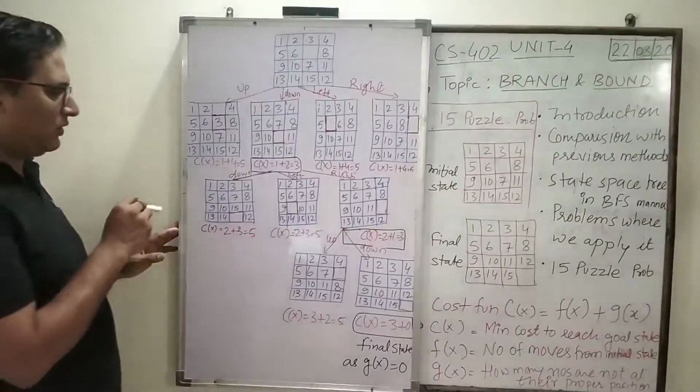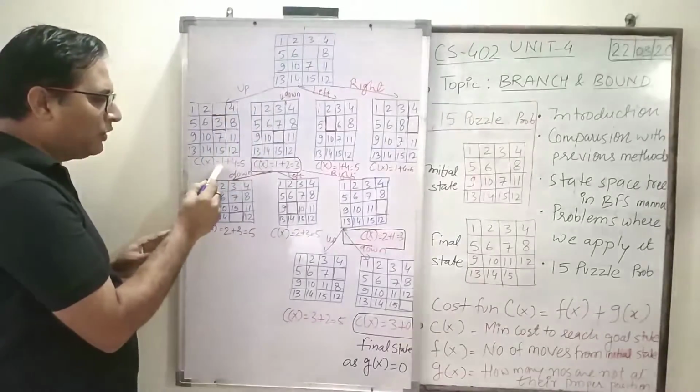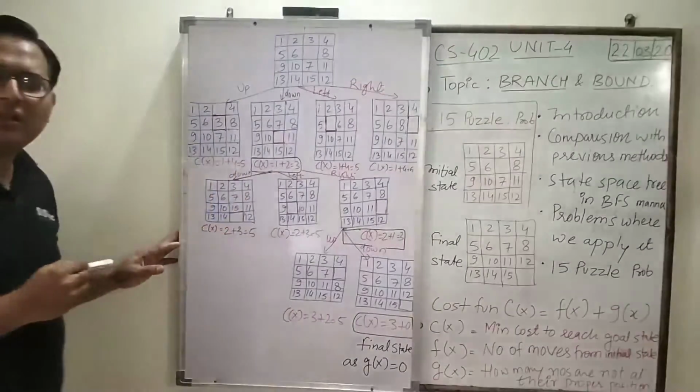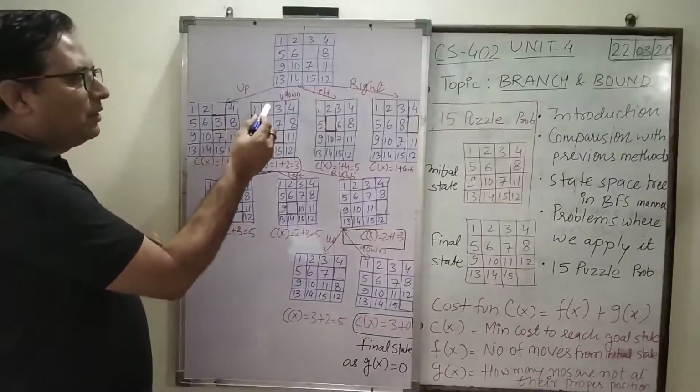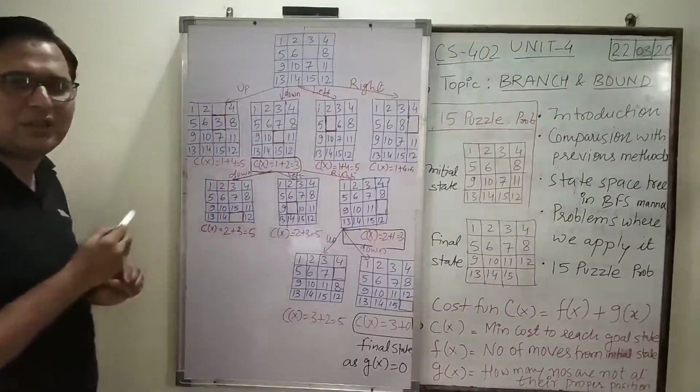So what will be the cost? The cost from reaching from this initial state to the next state will be 1 plus 4, that is equal to 5. In a similar way we will calculate the cost for all movements, the way we have calculated the cost for the up movement.